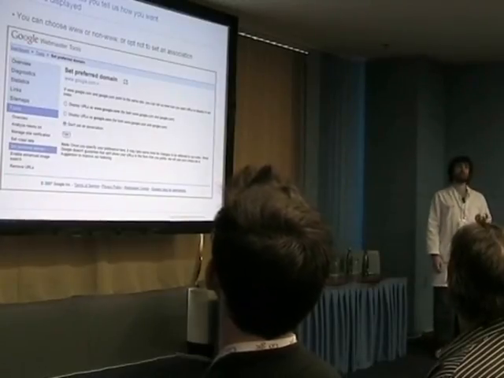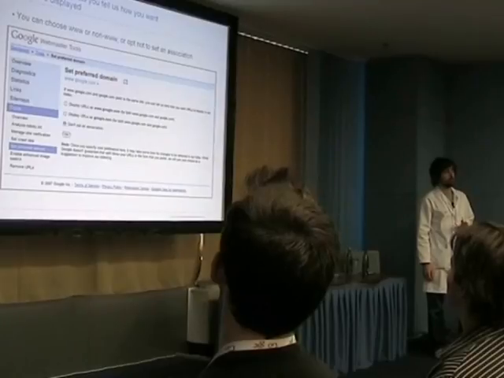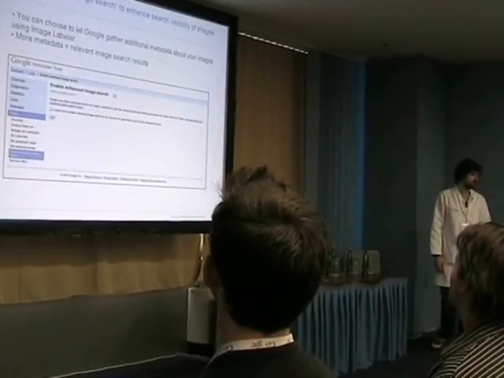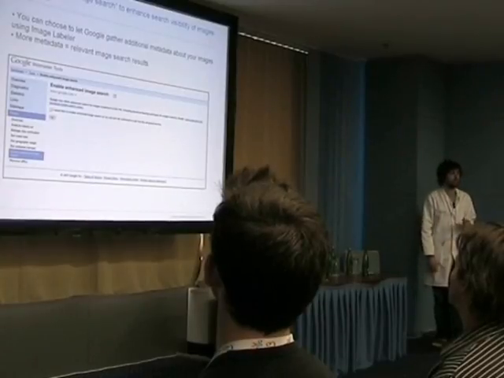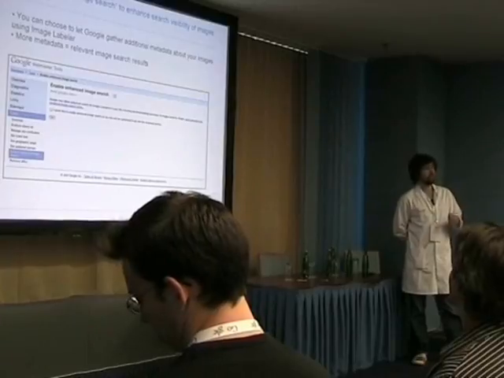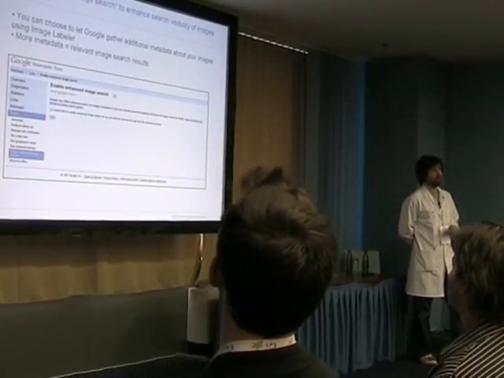Preferred domain. You might be serving content on example.com and www.example.com. This just lets you tell us which you'd like to see that on. Pretty straightforward. Enhanced image search. Now, we talked about images earlier and how you don't necessarily have to be explicit with the content of the images. You can talk about what they're about.